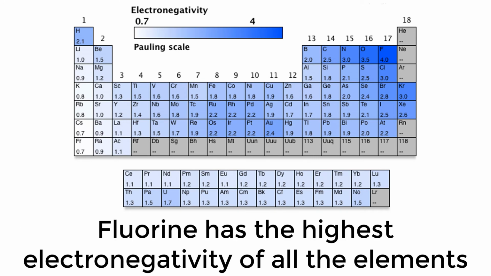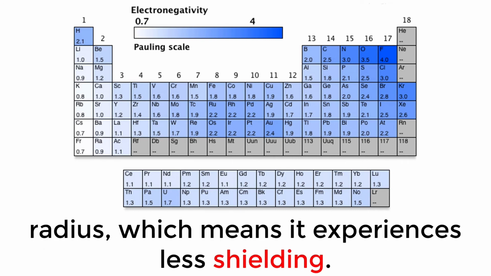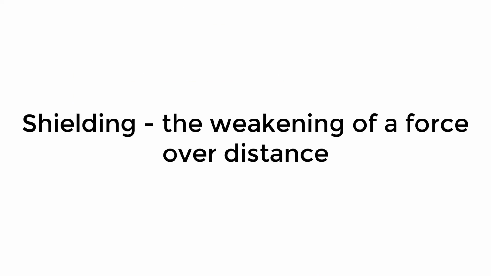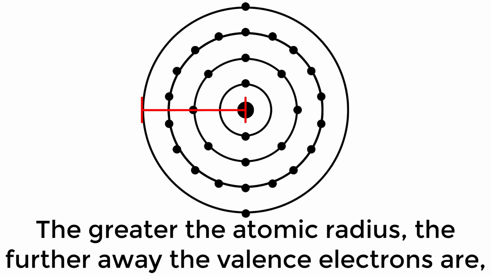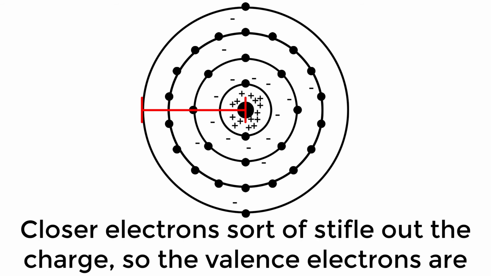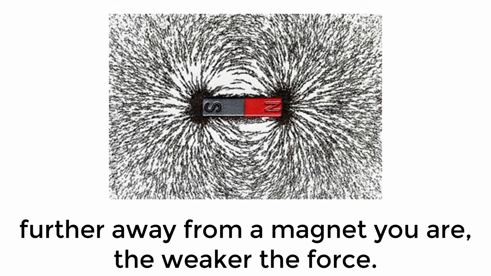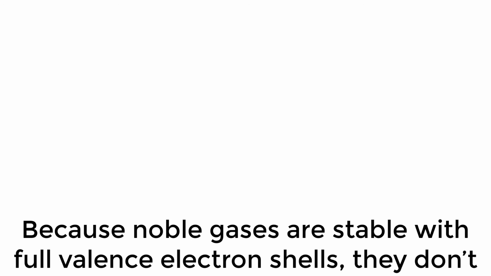Fluorine has the highest electronegativity of all the elements because it's close to completing its valence electron shell, and it has a small radius, which means it experiences less shielding. Shielding is the concept of forces weakening over distance. The greater the atomic radius, the further away the valence electrons are, and the less of the attraction to the nucleus they have. Closer electrons sort of stifle out the charge, so the valence electrons are bound by a weak force. A similar concept is shown in magnetism, where you'll find that the further away from a magnet you are, the weaker the force. Because noble gases are stable with full valence electron shells, they don't have any electronegativity.